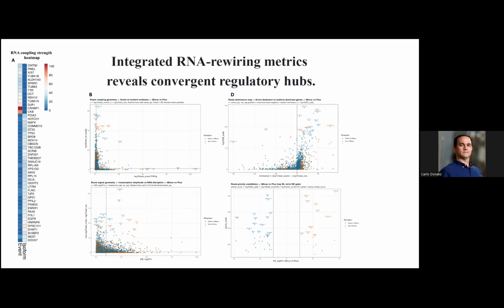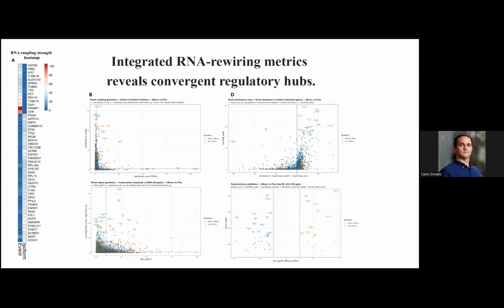And we focus on minus versus plus, comparing and highlighting a coupling geometry where we test the relationship between events and isoforms, and a dominance map, where dominant genes on both event and isoform changes mean that more modifications are happening at the junctions, to the point of disturbing the whole isoform.